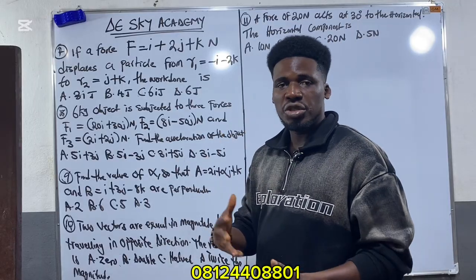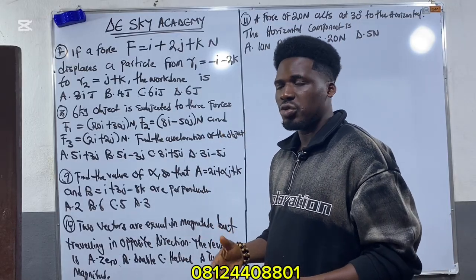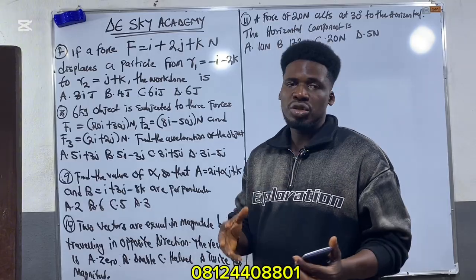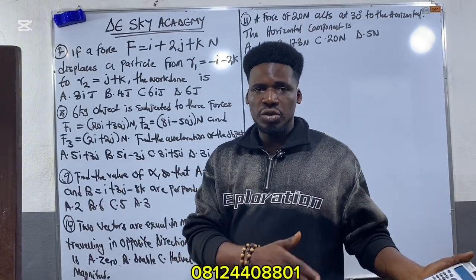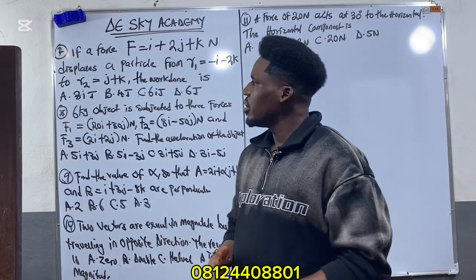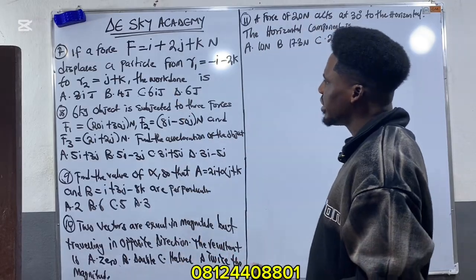So this is the continuation of the scalar and vector quantity from the place we stopped. We stopped at question number 6. If you've not watched my previous video, please go and watch it. We are going to be starting on question number 7.